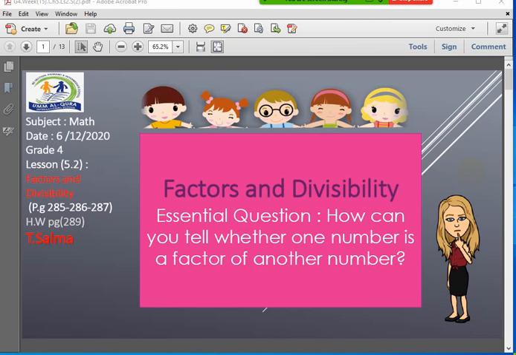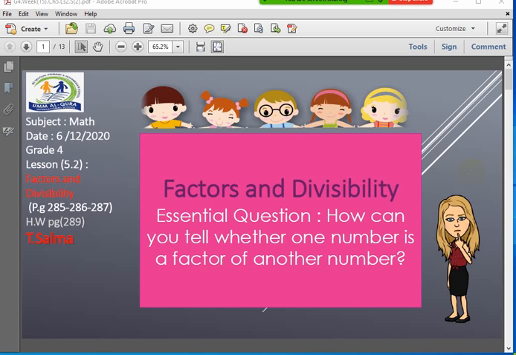Girls, today we will start a new lesson. We will continue the lesson that we started yesterday, factors and divisibility. So, bring your books and open your books on page 286 to continue the lesson.